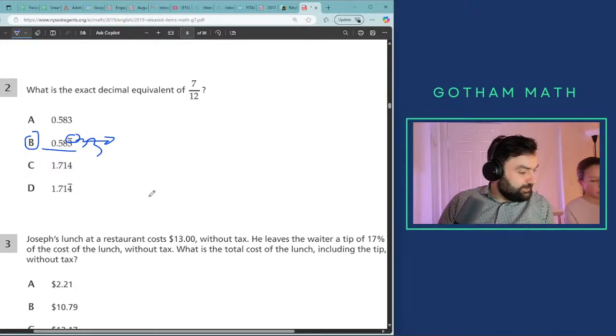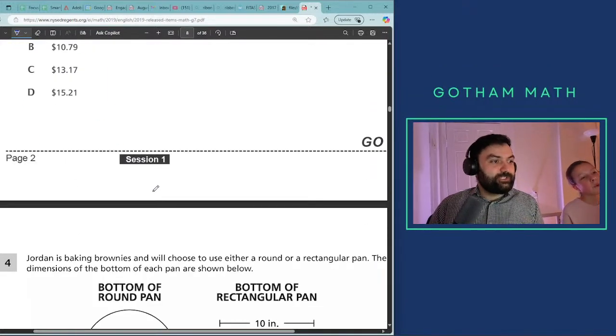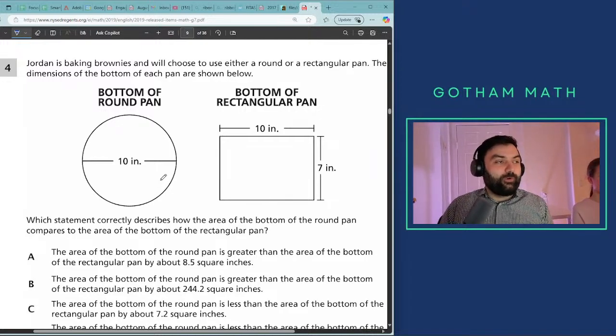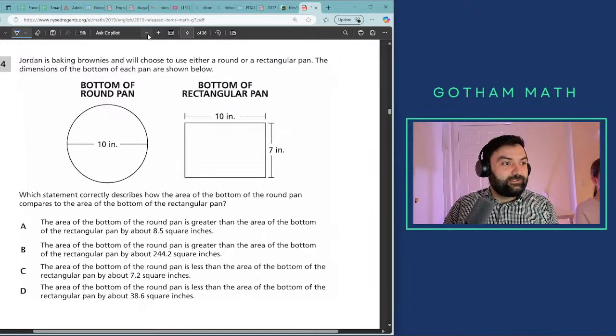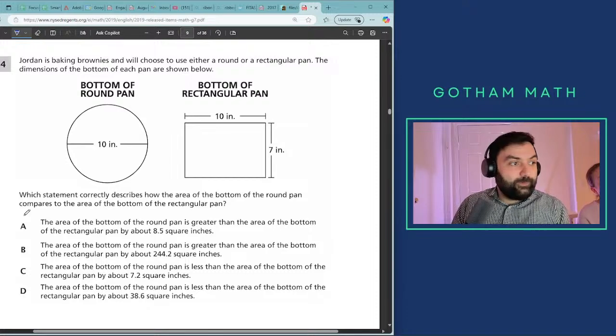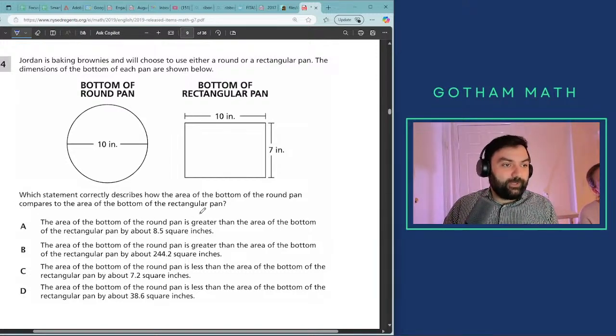We are doing the next question, which is question number 4. Looks like a geometry question. Jordan is baking brownies and will choose to use either a round pan or a rectangular pan. The dimensions of the bottom of each pan are shown below. So we have the bottom of the round pan and the bottom of the rectangular pan. Which statement correctly describes how the areas compare? So we have to compare, right?